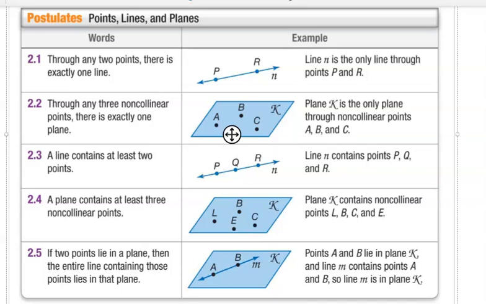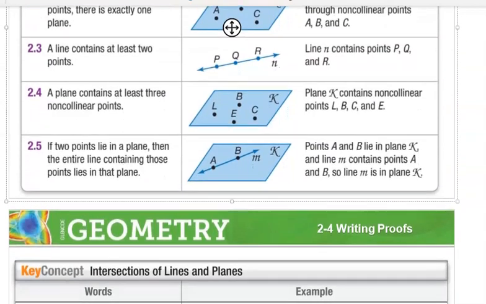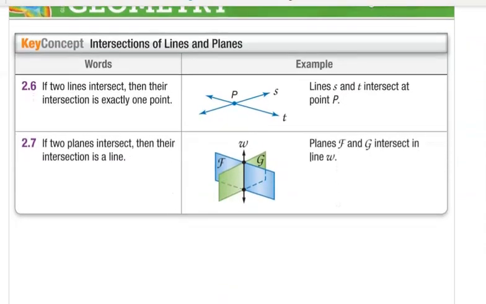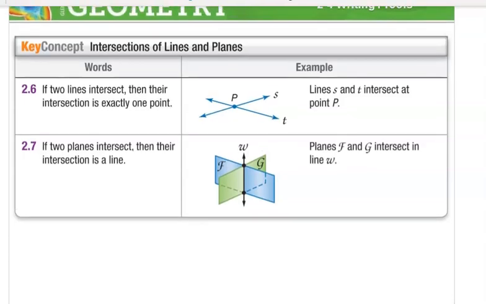So 2-3, a line contains at least 2 points. We've heard that before. A plane contains at least 3 non-collinear points. So 3 non-collinear points makes a plane. And then if 2 points lie in a plane, then the entire line containing those points lies in the plane. We've talked about being contained on the plane before. Some more are if 2 lines intersect, then their intersection is exactly 1 point. We've heard that before. And where 2 planes cross, the intersection is a line.